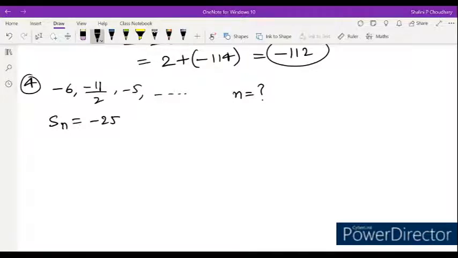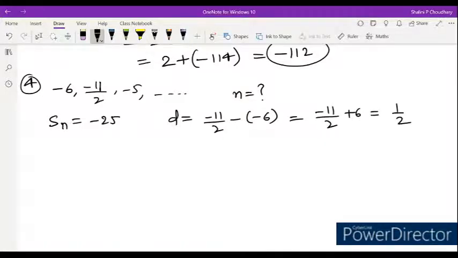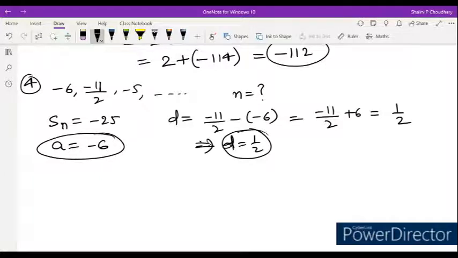And can we see the difference? d is equal to -11/2 minus (-6). So we'll get -11/2 plus 6, which is 5.5 minus... we'll get 1/2. So the value of d is 1/2. Okay, and a is also there, a is -6. A is there, d is there, Sn is given. Can we find out the value of n?